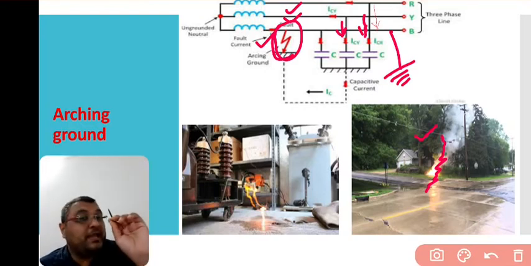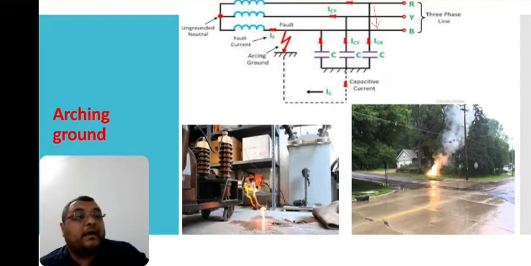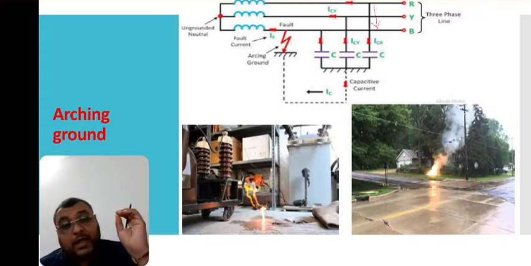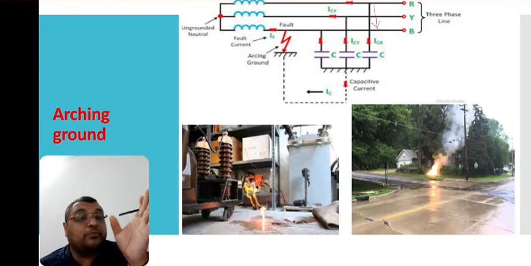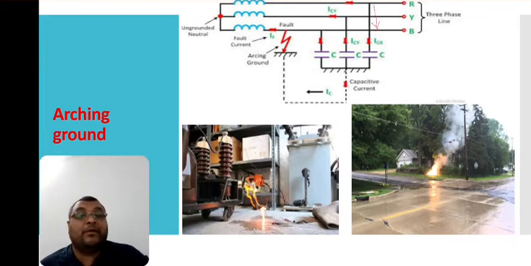So mainly, arcing ground happens if one of the phases has a fault and those lines are not properly earthed or grounded. This arcing ground phenomenon can damage the power system in several ways, as we discussed here.